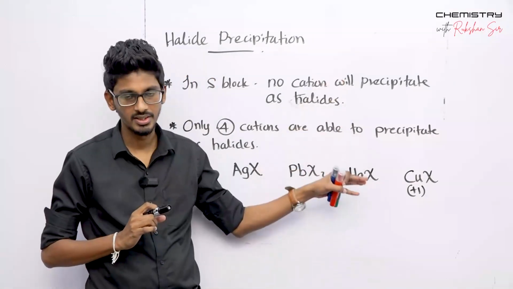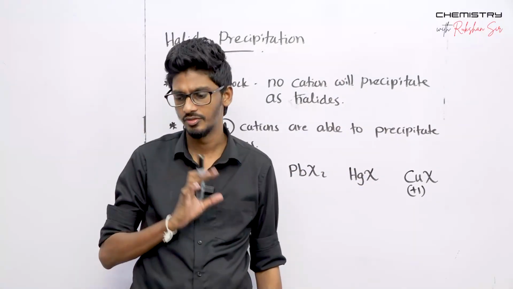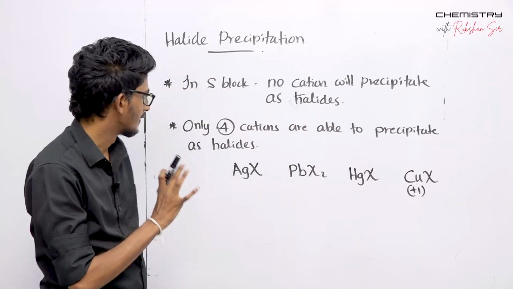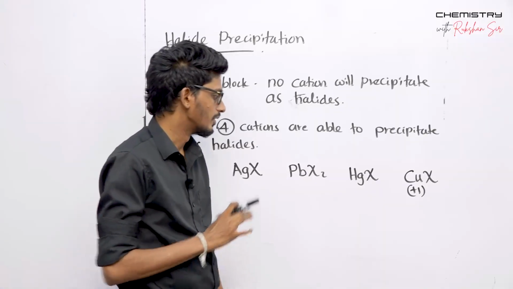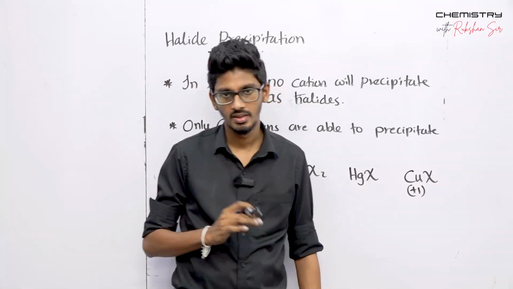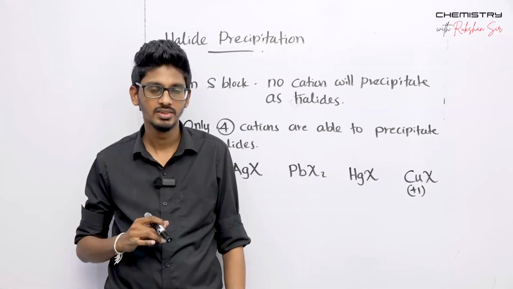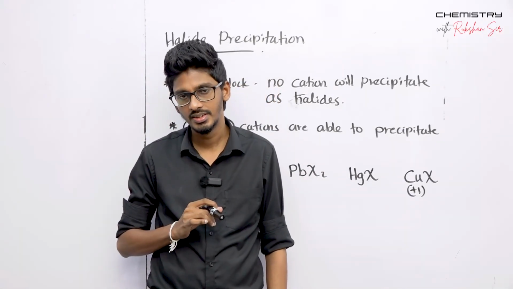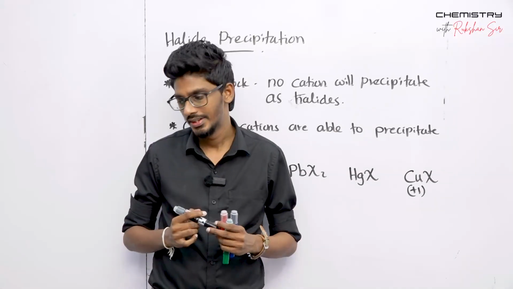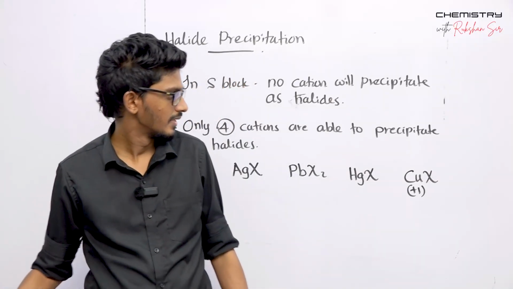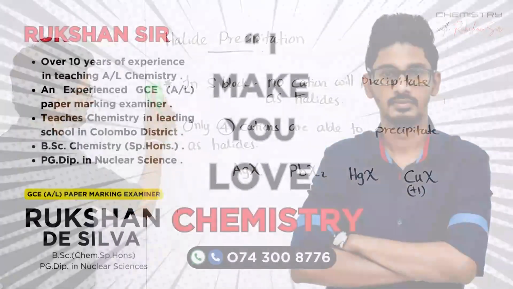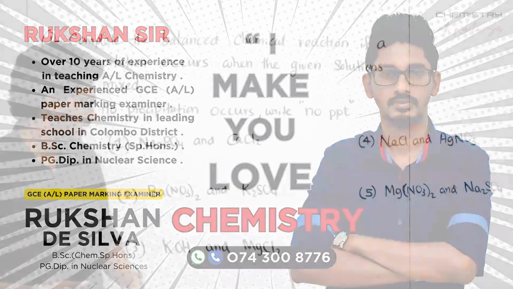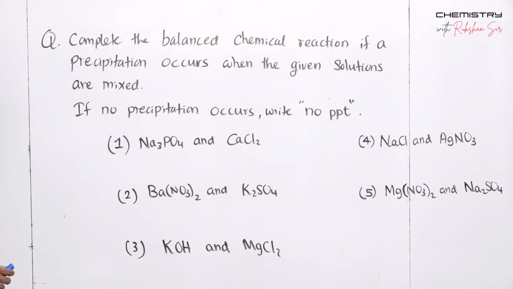All of these things appear in your notes, at page number 14 of your tute. You can clearly see these notes. So this is all you should know about halide precipitation. Idea is clear now? Okay. Let's discuss a bit more about this stuff. Okay, let's do this.